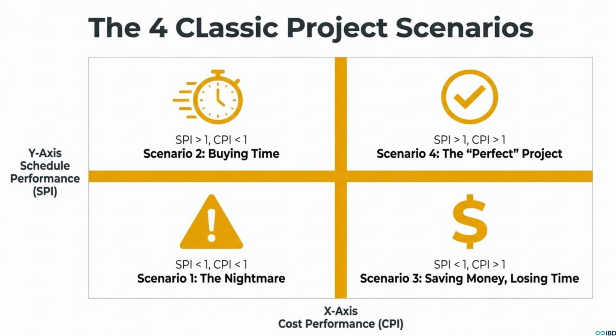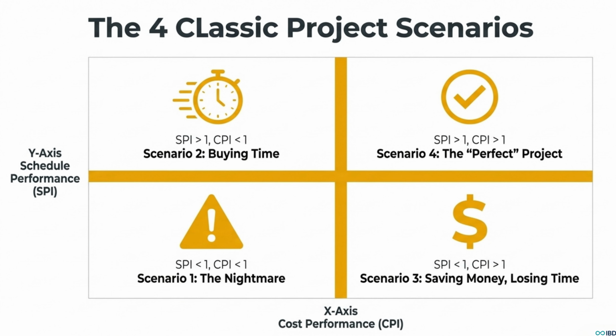Think of it like this. On the horizontal axis, you've got your cost. Are you on budget or not? And on the vertical axis, you've got your schedule. Are you on time? This splits our world into 4 quadrants, and each one tells a very different story about what's happening on our project. We're going to visit each one, starting with the one nobody wants to be in.